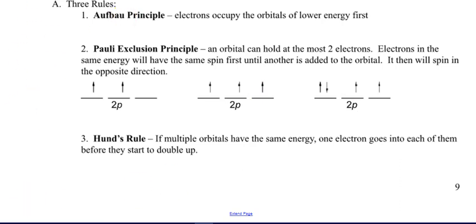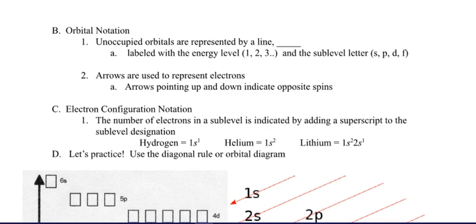Let's go on to the next page. So orbital notation is a visual, all right? And what you saw on that prior page of the arrows going up and down, that's an orbital notation.